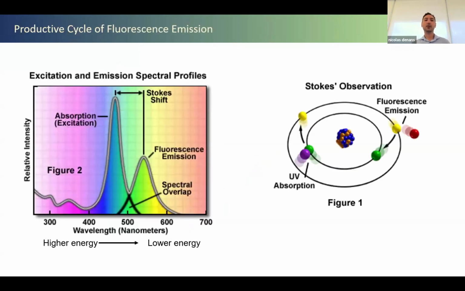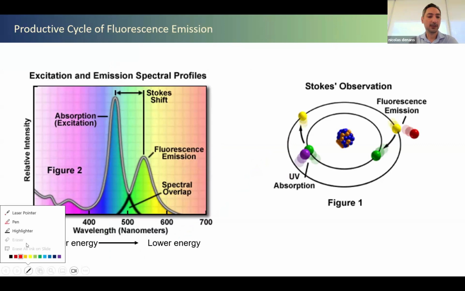So what do we need to know about the property of a fluorophore? One thing which is very important is called the Stokes shift. Here, you have the wavelength in nanometers and the relative intensity.